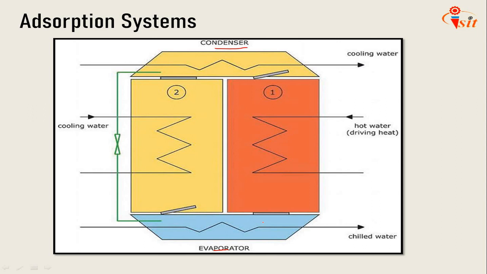In the second step, desorbed refrigerant is cooled and condensed to liquid in the condenser here by rejecting heat through the cooling water. In the third step, the condensed water flows through the expansion valve to the evaporator, where it vaporizes under low partial pressure and low temperature while the useful cooling is produced. Then the heat is taken away from the chilled water.